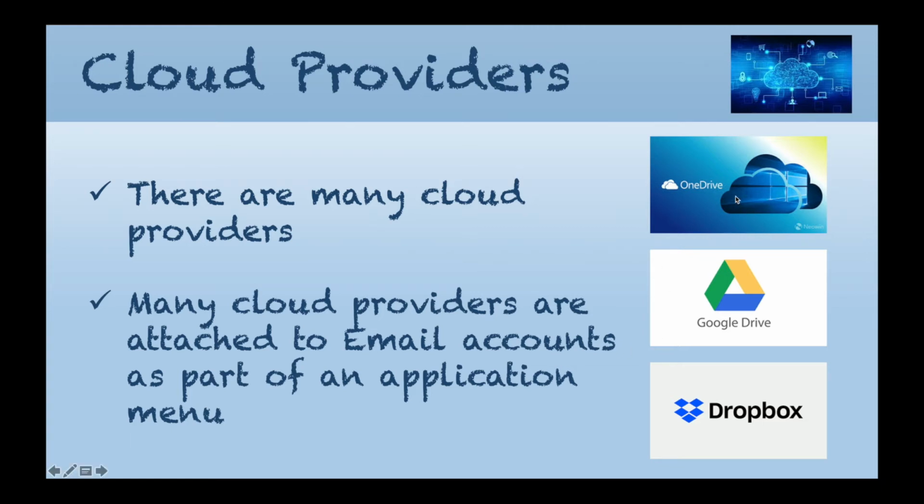So here we've got OneDrive, which is attached to Outlook. This one here is Google Drive, which is attached to Gmail, and this one here, Dropbox. This is an independent option. Some email addresses, if you're using Yahoo or something like that, don't come with cloud storage, so you may need to use Dropbox to save your information. It does exactly the same thing as these two, but it's not attached to any particular email.